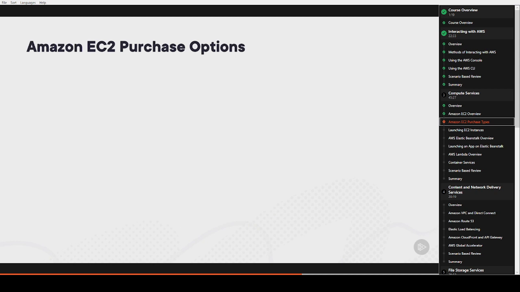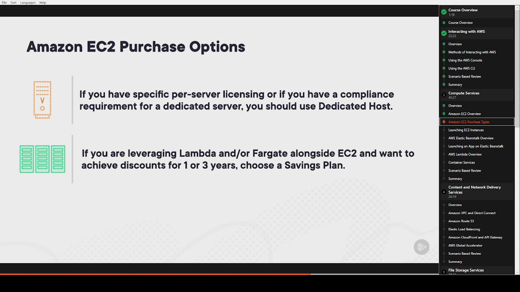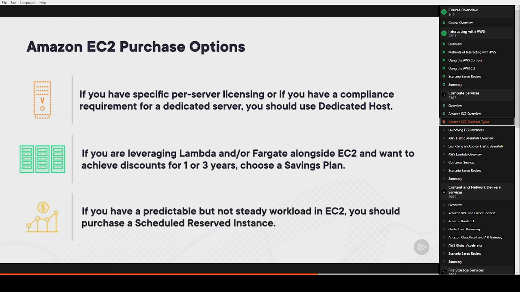Now, a few other notes here. If you have specific per server licensing, or if you have a compliance requirement for a dedicated server, you should use dedicated host. And also here, if you're leveraging Lambda and or Fargate alongside EC2 and want to achieve discounts for a 1 or 3 year period, this is where you can choose a savings plan. But if you have predictable but not steady workloads in EC2, you should purchase a scheduled reserved instance.